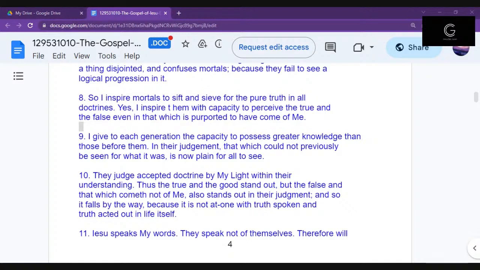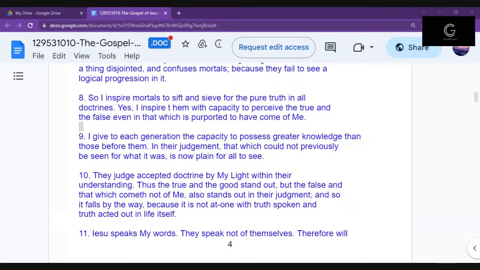I give to each generation the capacity to possess greater knowledge than those before them. In their judgment, that which could not previously be seen for what it was is now plain for all to see.